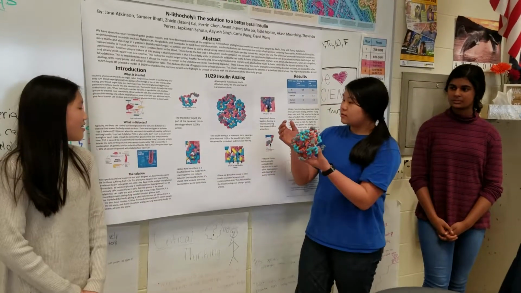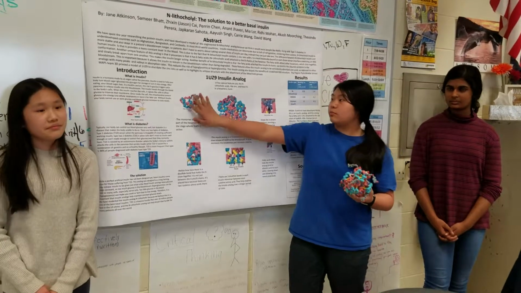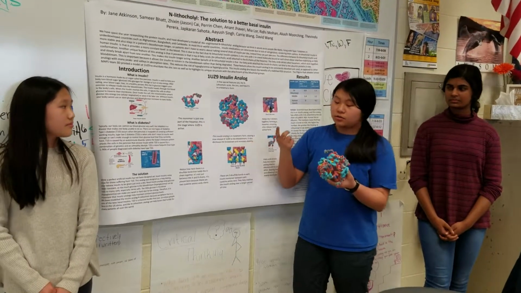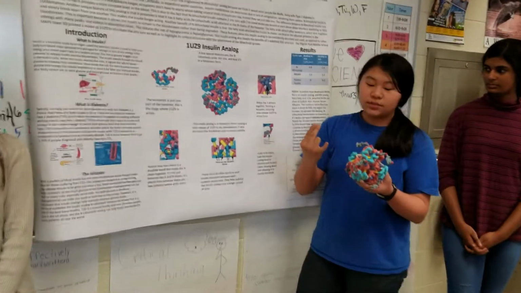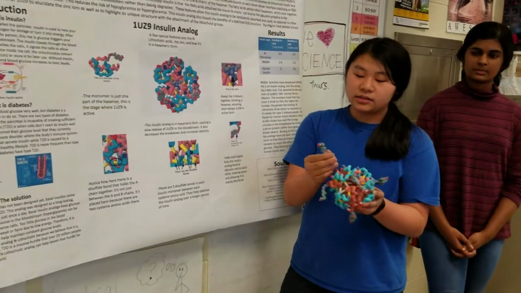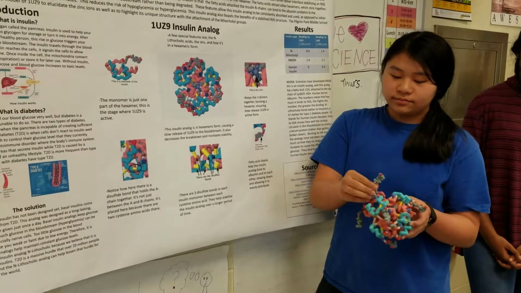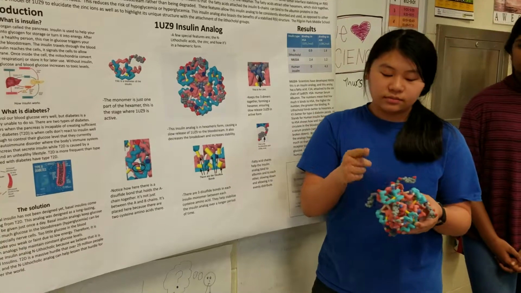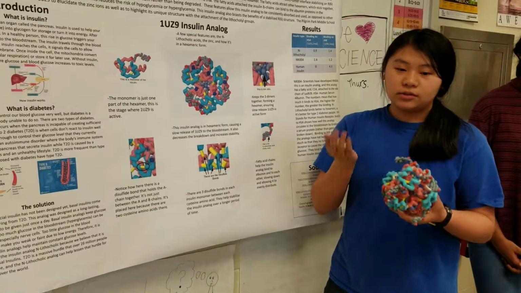Okay, so within the structure we have 6 monomers. A picture is right here. Within the monomer we have an A chain and a B chain. Connected to the B chain there is a fatty acid called N-lithicolol, as Carrie said before. This fatty acid binds to the albumin in the blood, which is a protein.